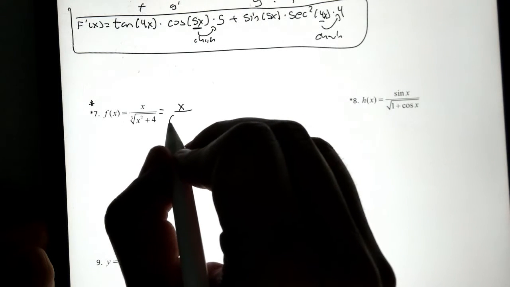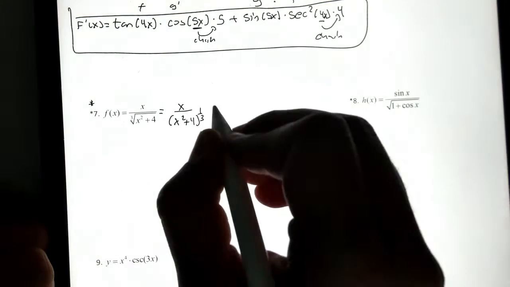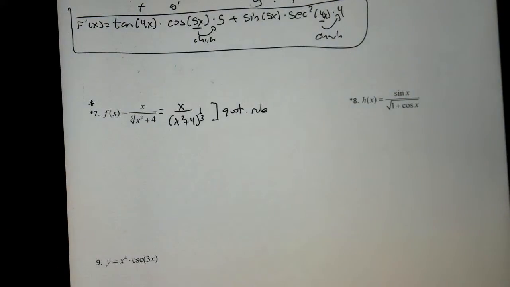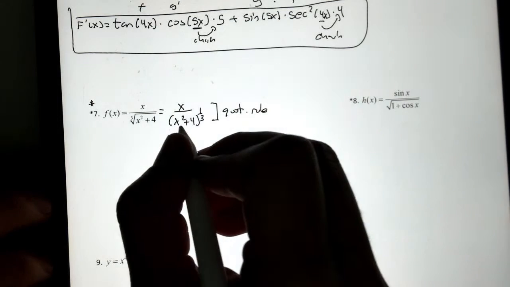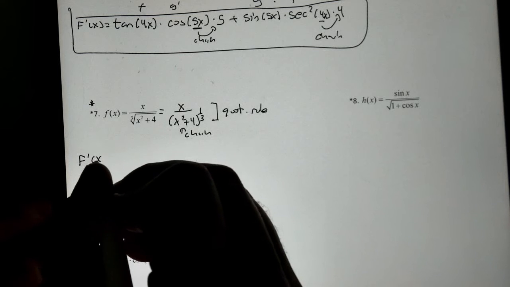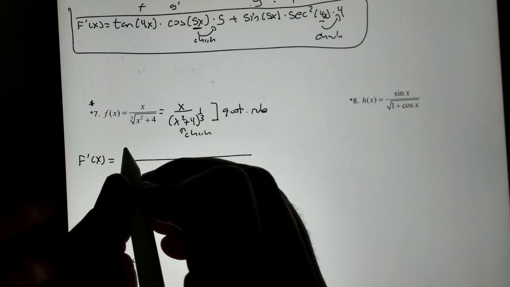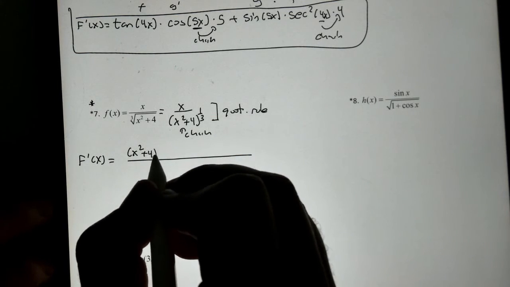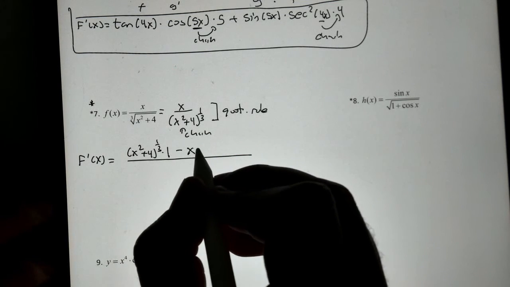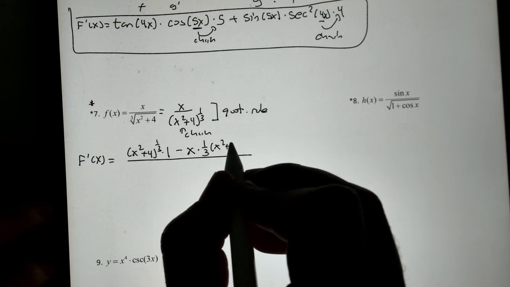X over x squared plus 4 to the 1/3. Now notice, what's my big picture here? It's the quotient rule. So when we take the derivative, that's the big picture. We do have a chain rule right here. But when we take that derivative, we will get f prime of x equals, and this isn't going to look nice. I'm going to leave a little bit of space here. Low d high, which is just 1, minus the top.